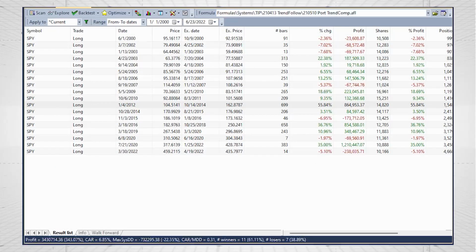So here we've done a test for the Trend Composite using 125 days over that same period. And if you look at the bottom there we can see the details. Compound annual return, 6.85%, beats buy and hold. The maximum drawdown, 22%, much better than buy and hold. 11 winners and 7 losers. So not too bad.